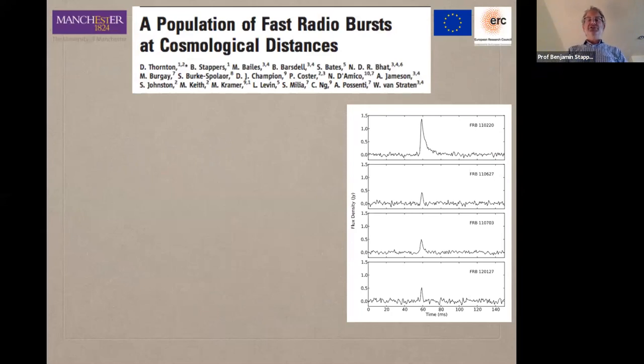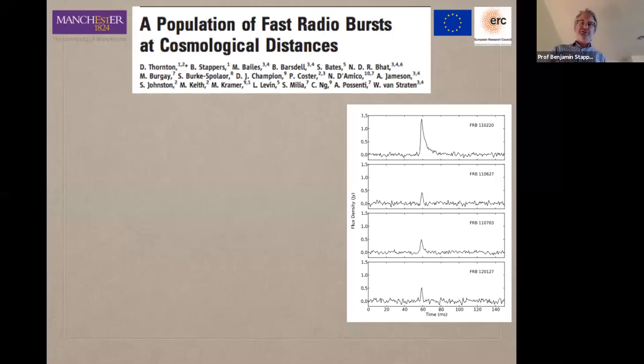And that changed in 2013 when a student of mine was working with data from the Parkes Radio Telescope as part of the High Time Resolution Universe Survey. And we found four more of these so-called fast radio bursts. And you could see the burst shapes on the right-hand side. And note that the naming convention is 11 stands for the burst was from 2011, 02 is February, and it was the 20th of February.